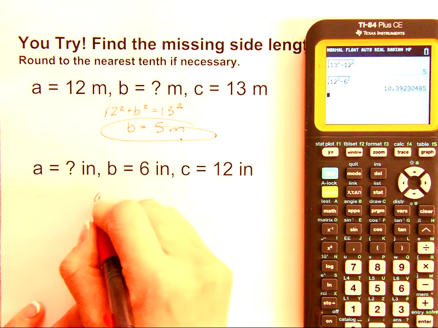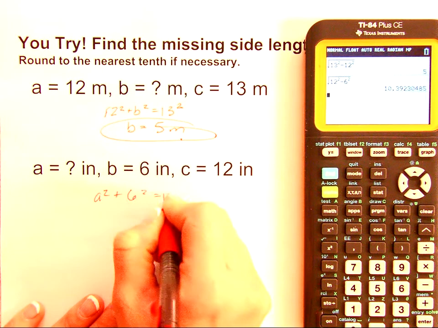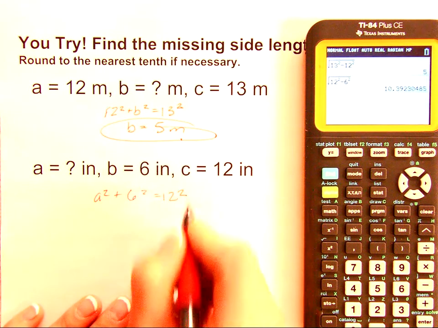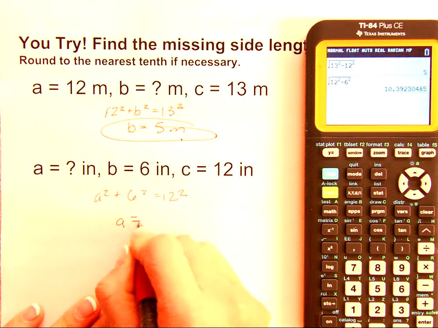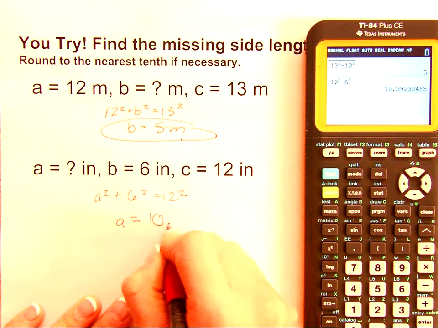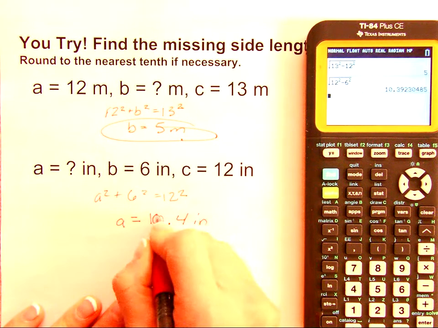A squared plus 6 squared is equal to 12 squared. So I solved this one already. A is equal to 10.4 inches because I said round to the 10th there.